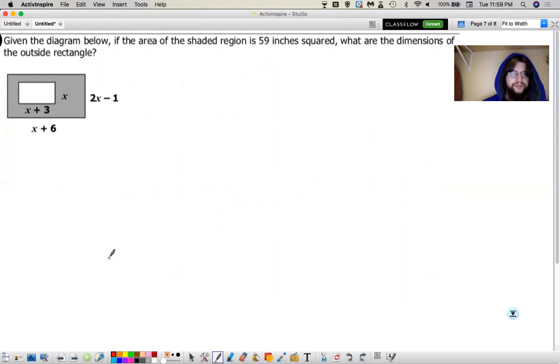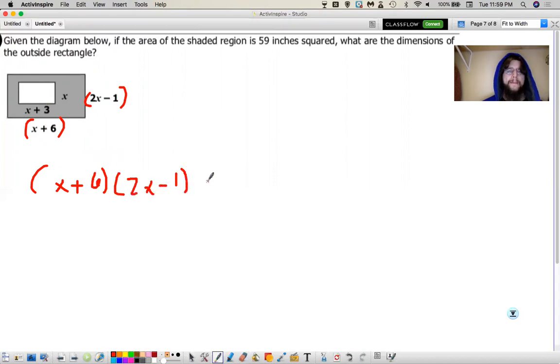So let's see. How can I represent the area of the shaded region? Well, it's the area of the whole dang thing minus the area of this little piece, huh? Yeah. So the area of the whole dang thing, length times width, base times height, whatever you want to call it. Base times height's more proper. Minus the area of the white piece.